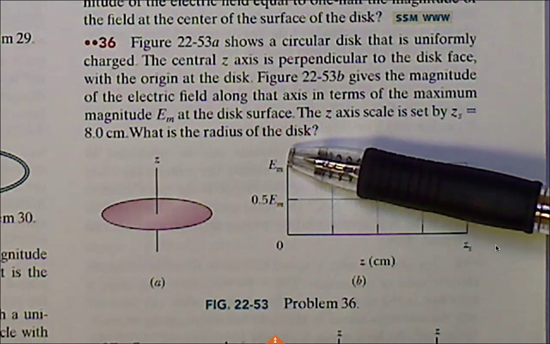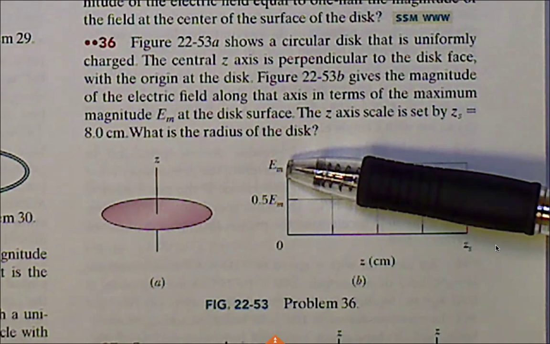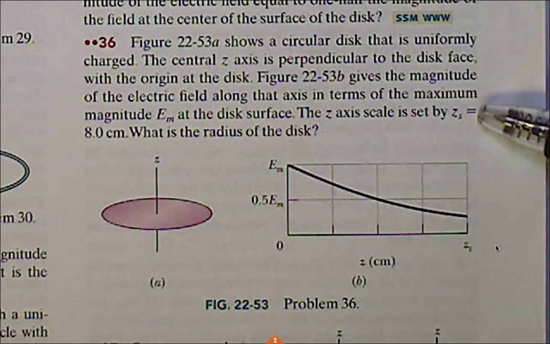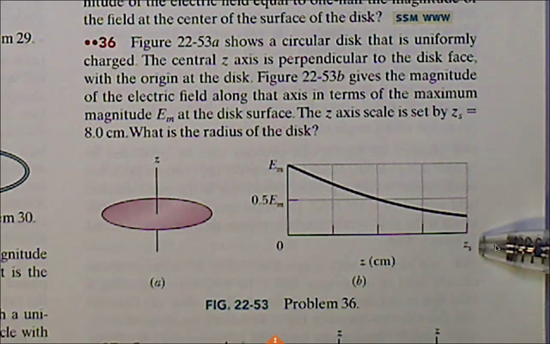So this maximum value, E sub m, is the value of the magnitude of the electric field when you're at the surface, when Z equals 0. So there's a scale here, Z sub s, the maximum value shown, is equal to 8 centimeters, and our goal is to find the radius of the disk.